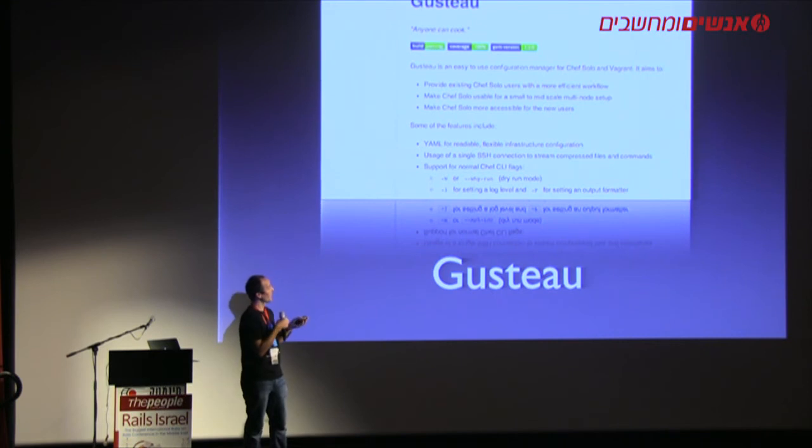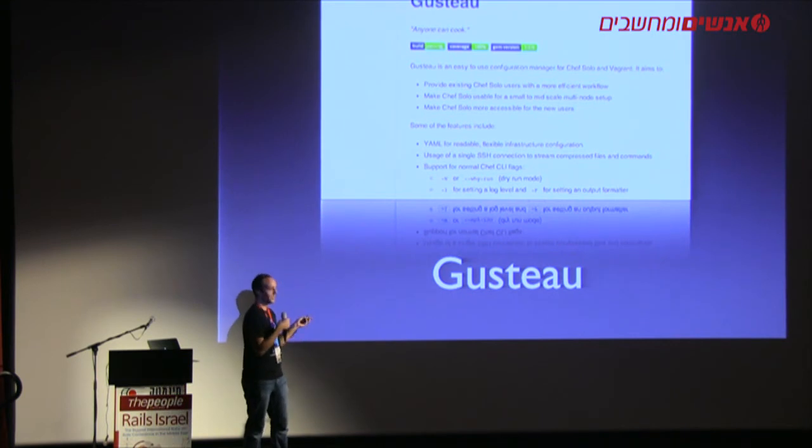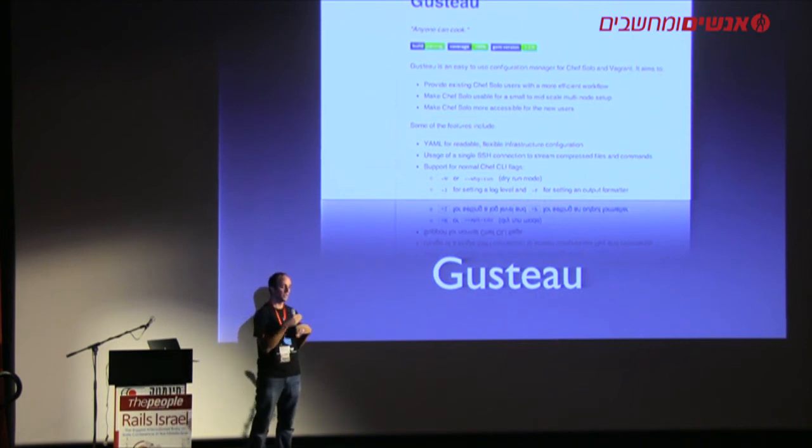But there's this great tool that someone created called Gusteau, and of course, Gusteau is the chef in the popular Disney movie Ratatouille. So everything in Chef has a food reference. Basically, Gusteau makes it really easy for you to use all these tools together.